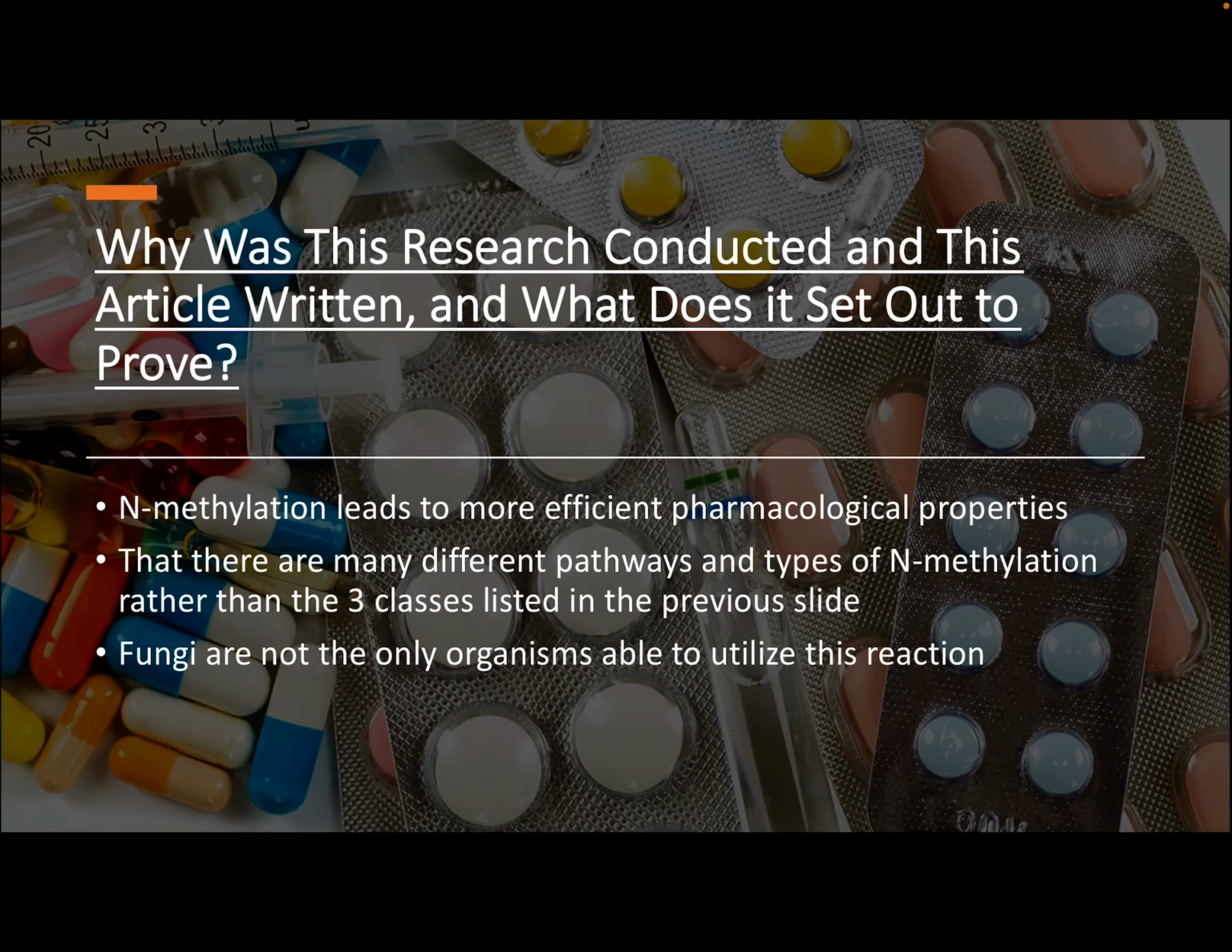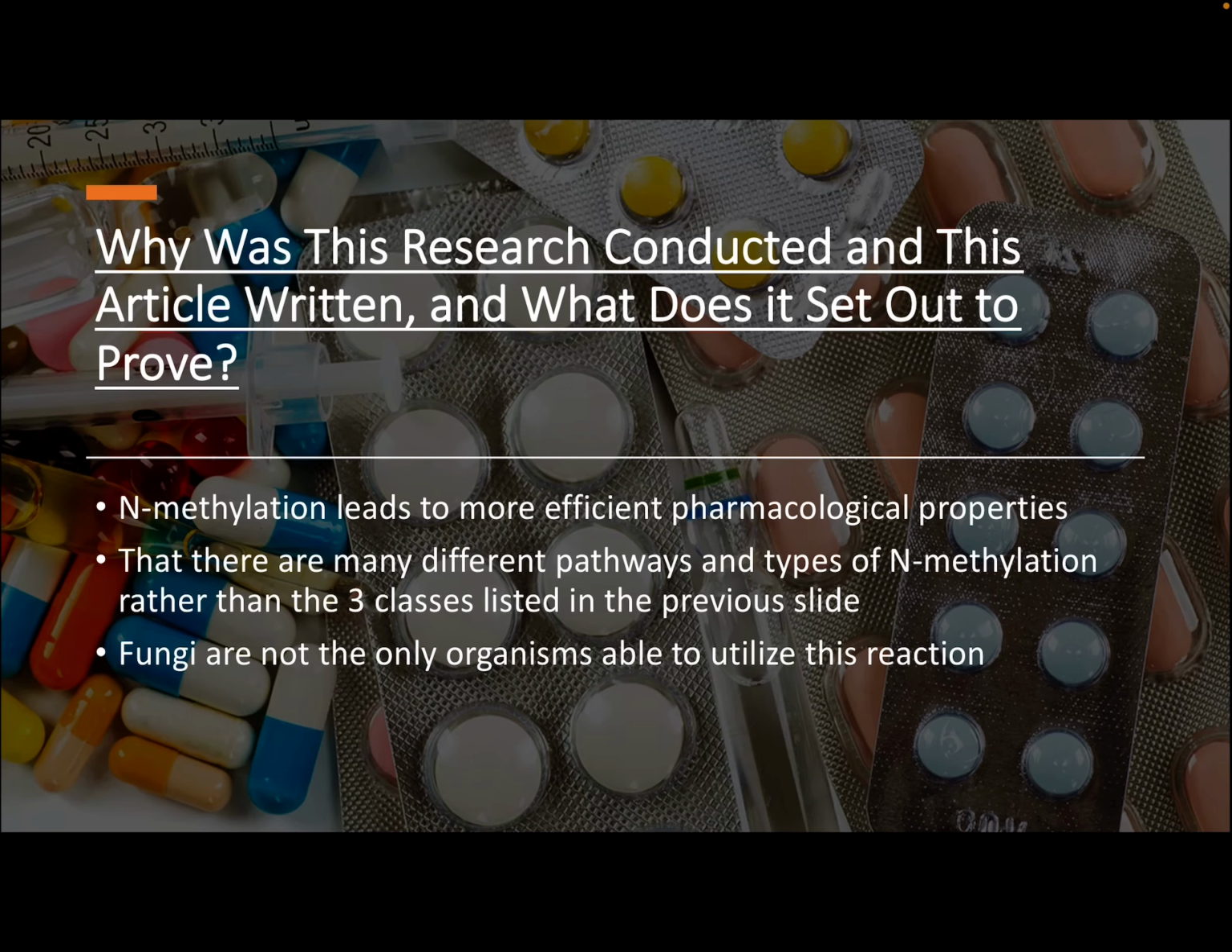Now that we understand the background, why was this research conducted and this article written? This research was conducted because N-methylation serves as a very advantageous reaction, especially when coupled with pharmacology. N-methylation can lead to more efficient drugs due to this phenomenon improving the oral bioavailability, lipophilicity, and aqueous solubility of peptide-based drug structures.